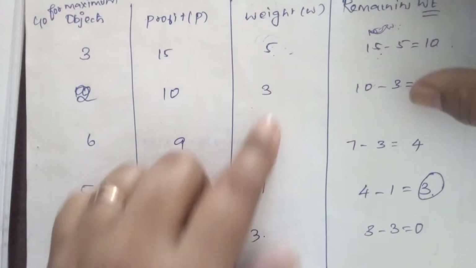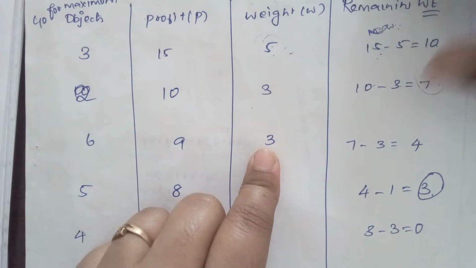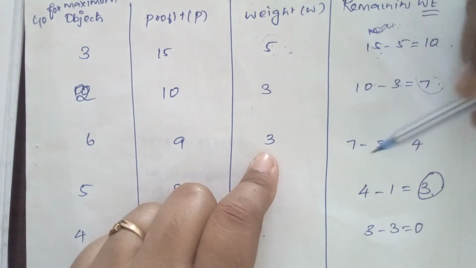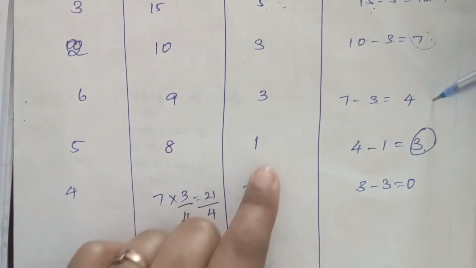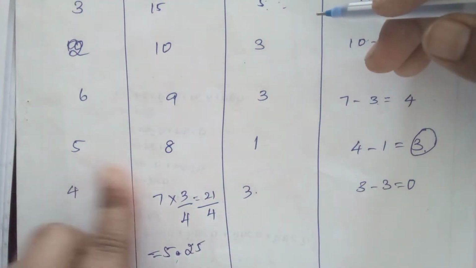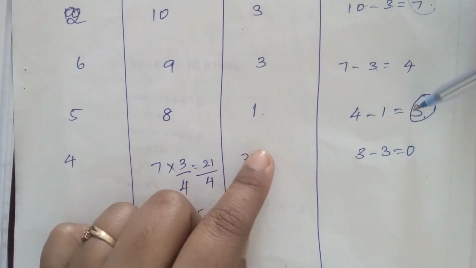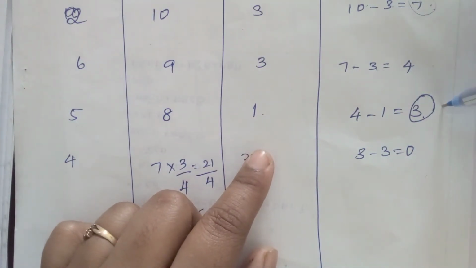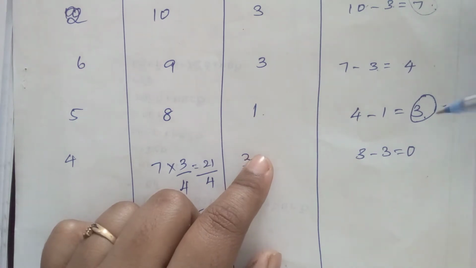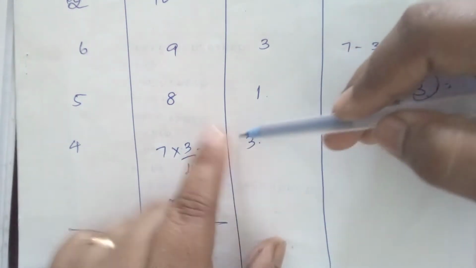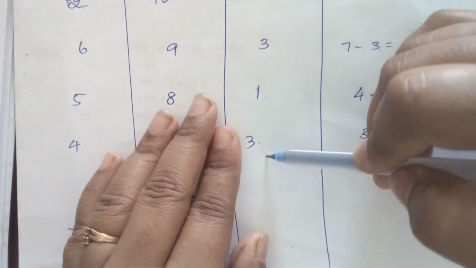Then the same thing, the next object has profit 9 and weight 3. Already 7 is there, now I subtract 3 from 7, and it becomes 4. Then the next object, profit 8, has weight 1. That is 4 minus 1, which leaves 3. So a balance of 3 weight remains from the total capacity.